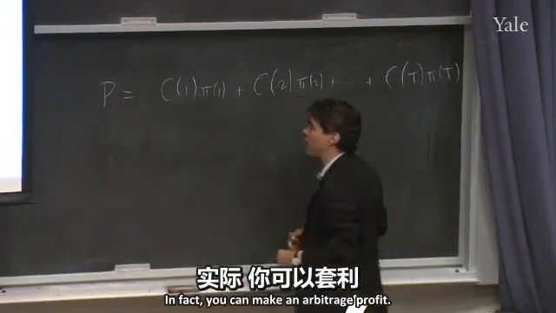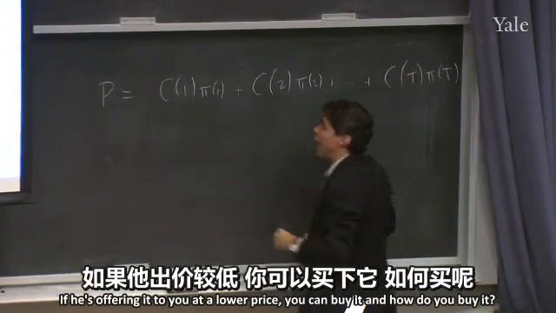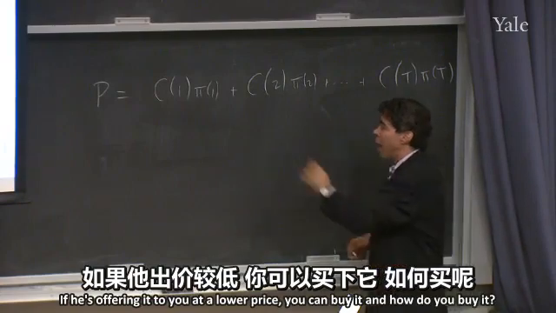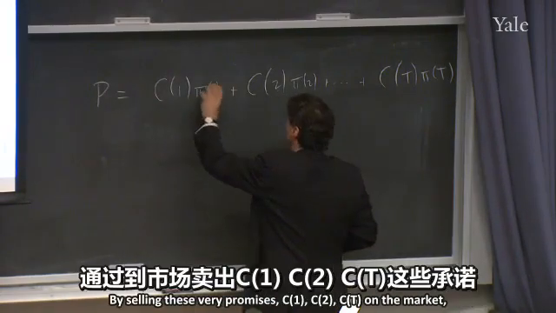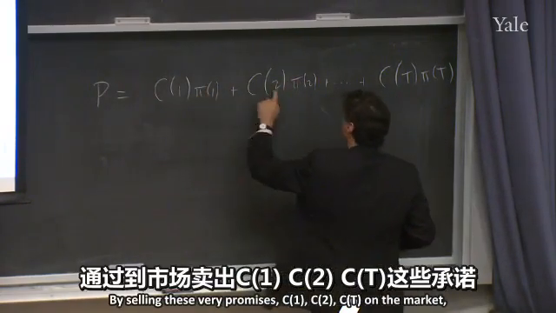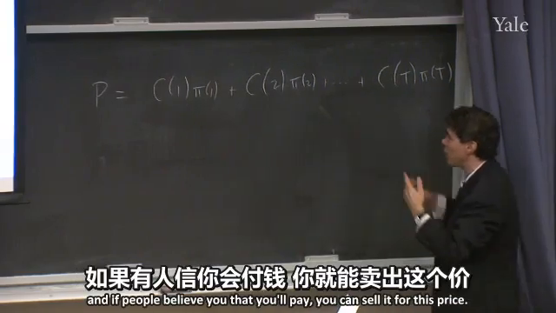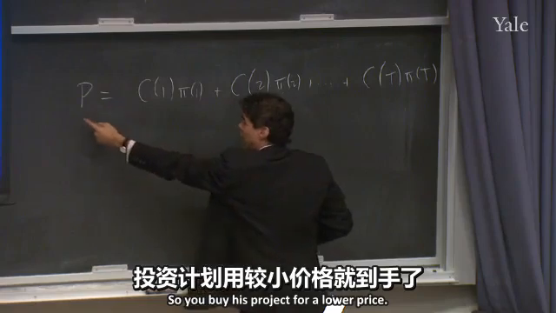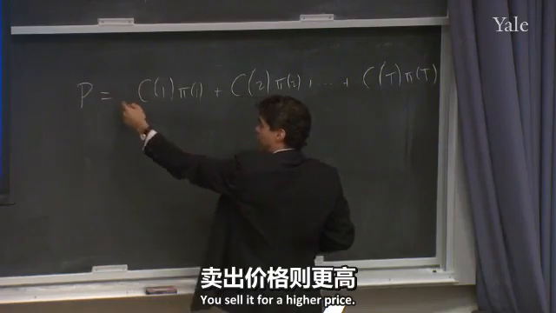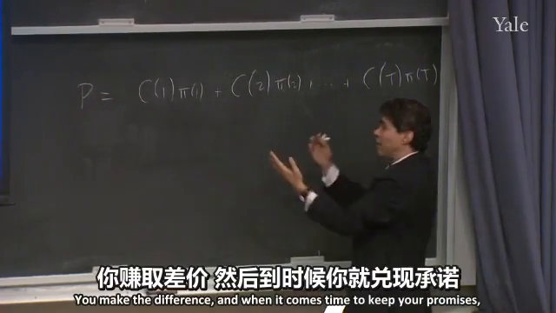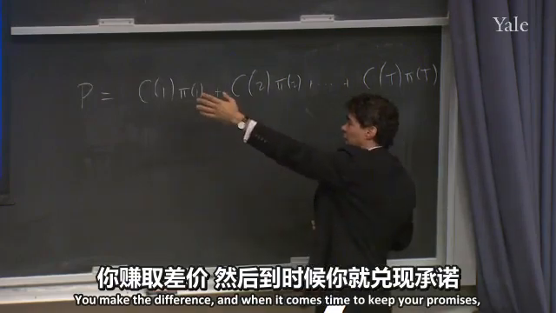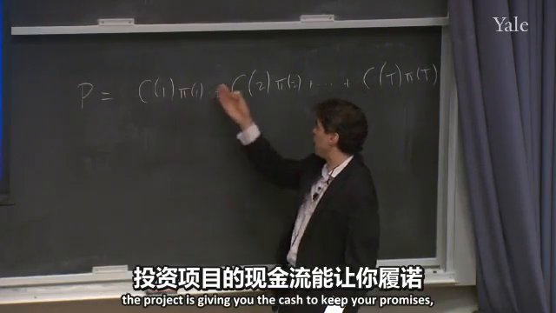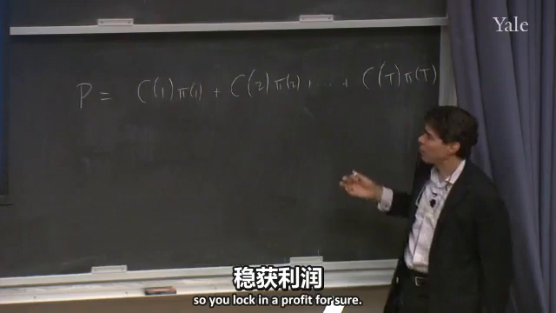In fact, you can make an arbitrage profit. If he's offering it to you at a lower price, you can buy it. And how do you buy it? By selling these very promises, C1, C2, CT, on the market. And if people believe you that you'll pay, you can sell it for this price. So you buy his project for a lower price, you sell it for a higher price, you make the difference, and when it comes time to keep your promises, the project is giving you the cash to keep your promises, so you lock in a profit for sure.